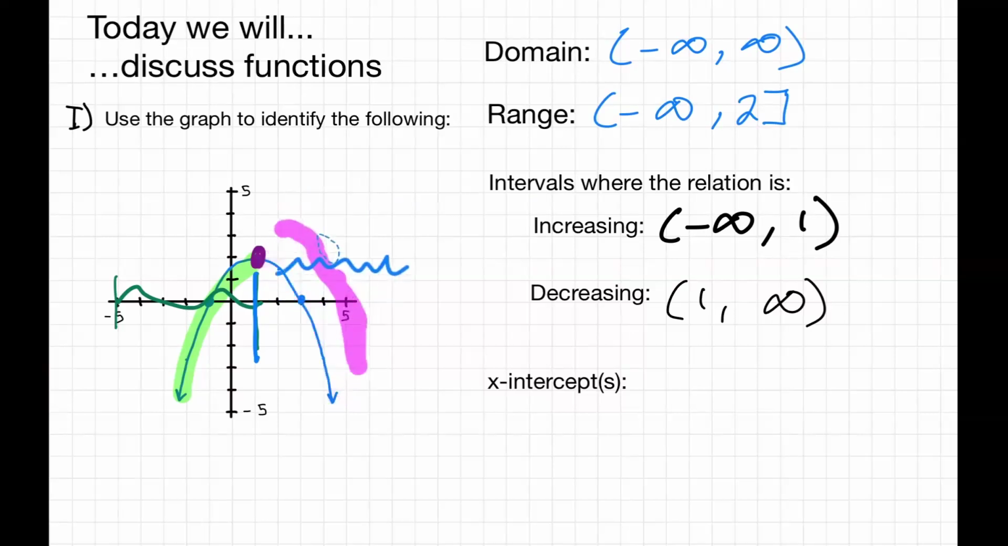Questions on that one? Okay, so why was it negative infinity to 1 and not negative 1? Well, where is the vertex, at that maximum value? Where does it occur? We've got to go to that maximum value, right? So it's not about the number, it's about where the point is.